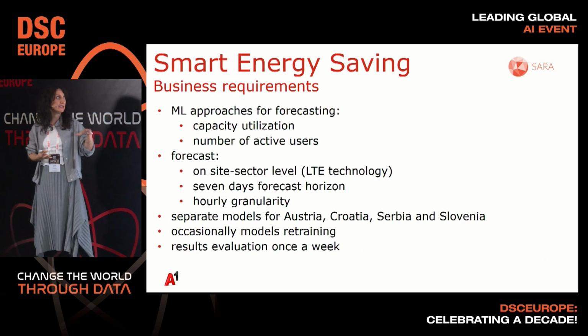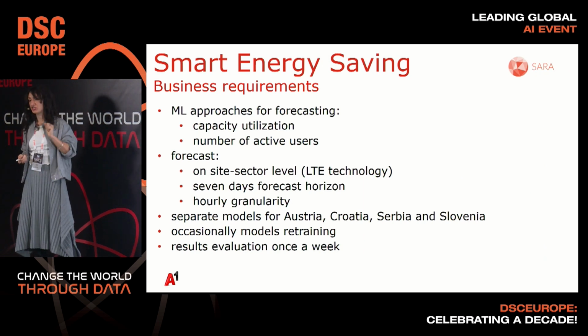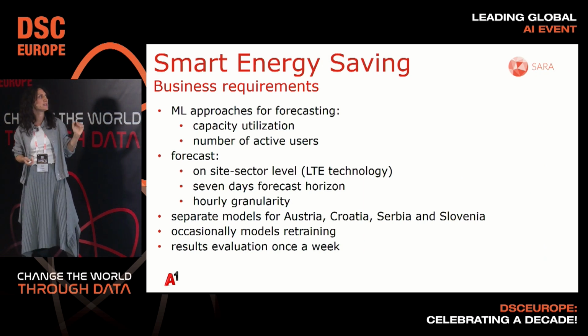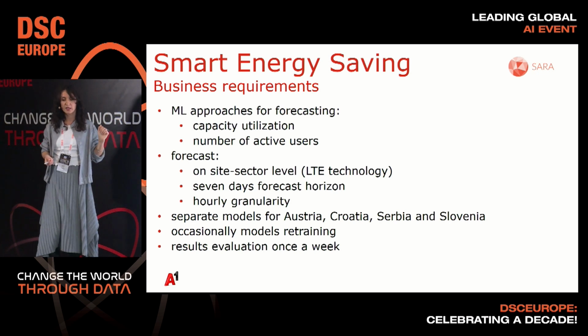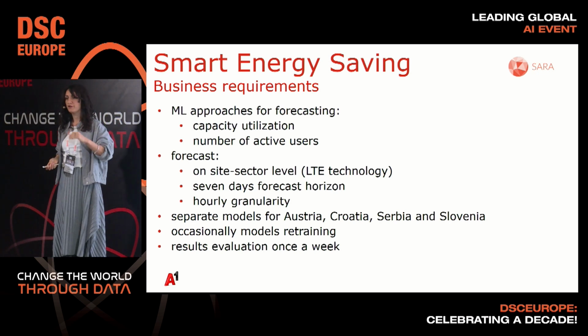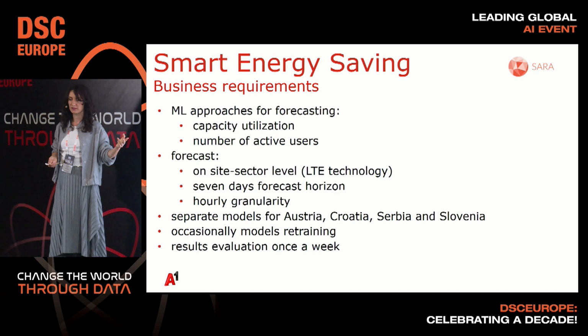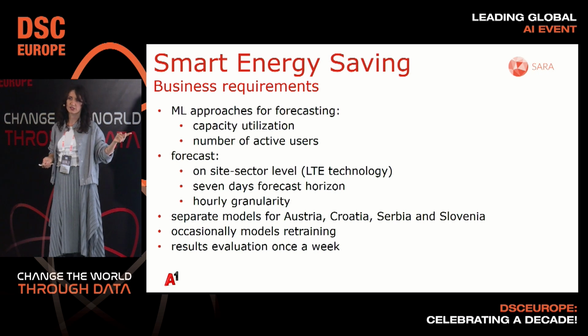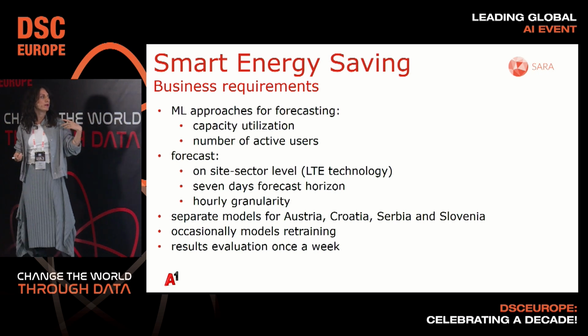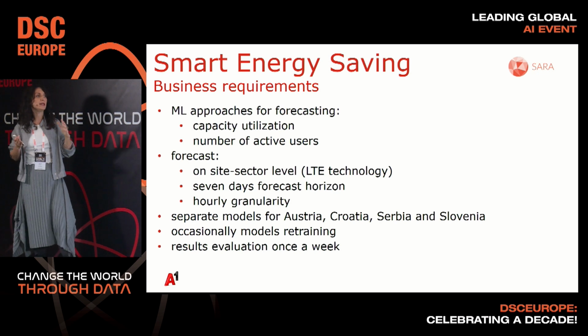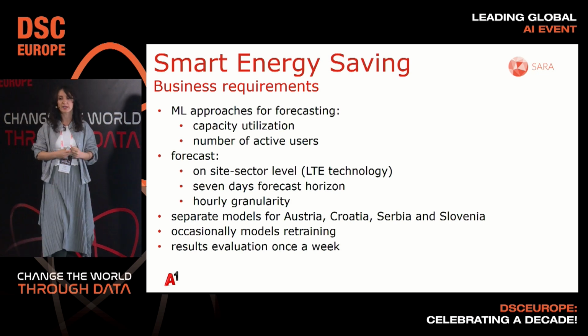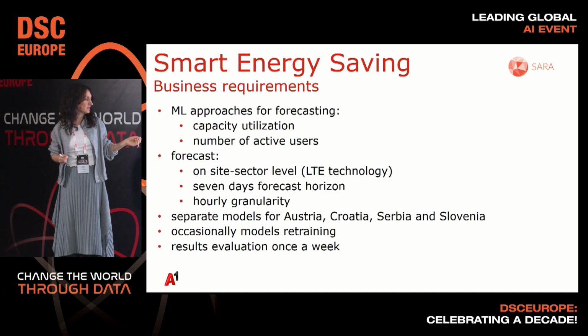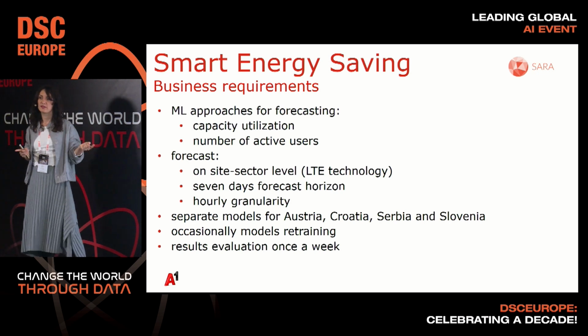So around this idea, we created a smart energy saving use case with the main business requirements given on this slide. This means, for example, that if we want adaptive power management, first of all we need 2 ML approaches: one for forecasting capacity utilization, and the other for forecasting the number of active users. The forecast should be done with a 7-day forecast horizon, with hourly granularity, and at the level of site sector.